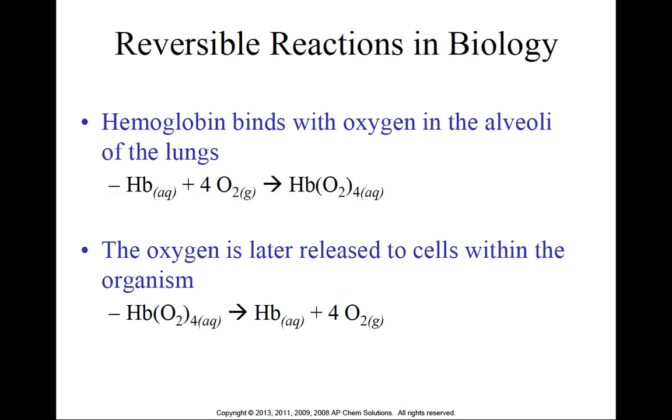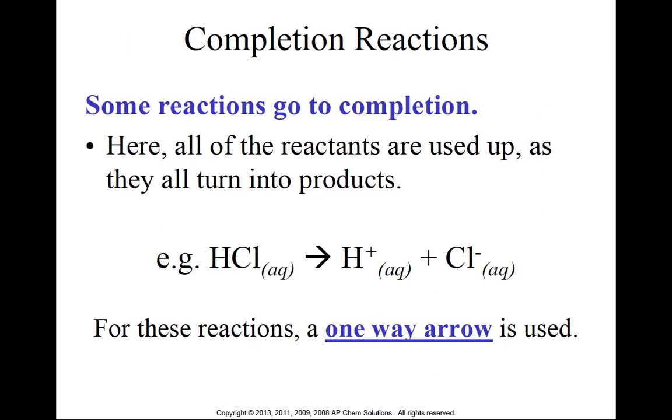Here's another one involving hemoglobin in your lungs. Now, some reactions do actually go to completion, and we draw those with a single arrow. This is the dissociation of hydrochloric acid, and we will go over this later in the year, but this is not a reversible reaction, so we just use the one-way arrow that you're used to seeing.